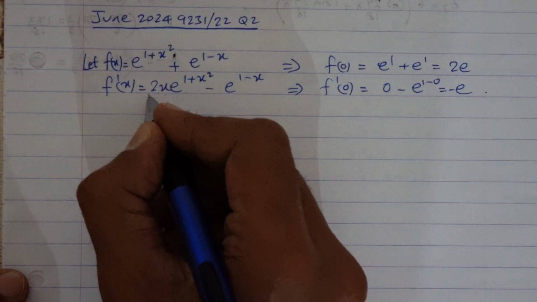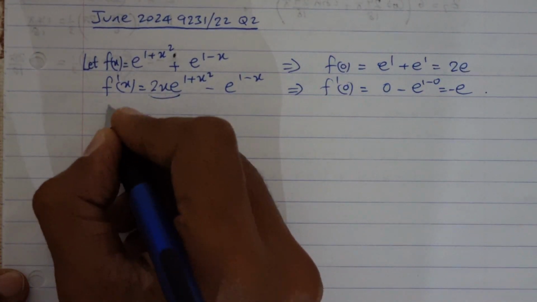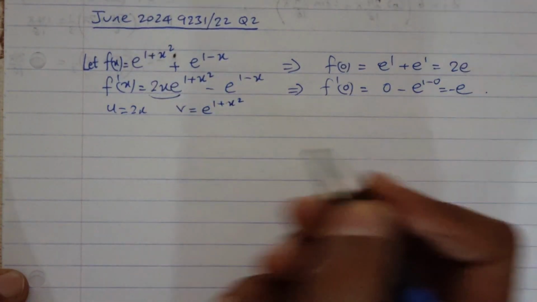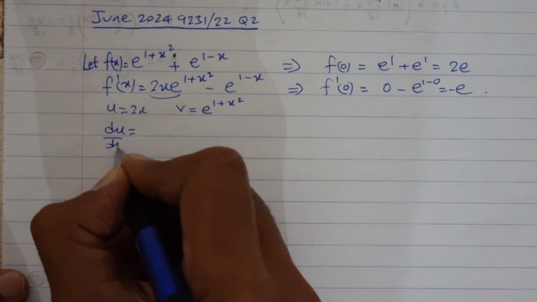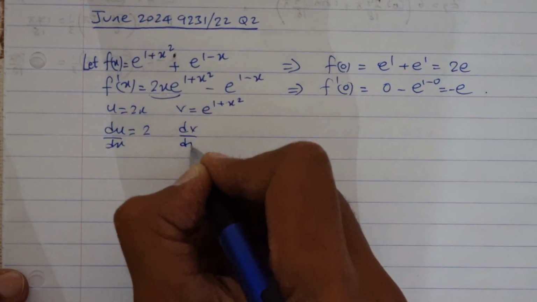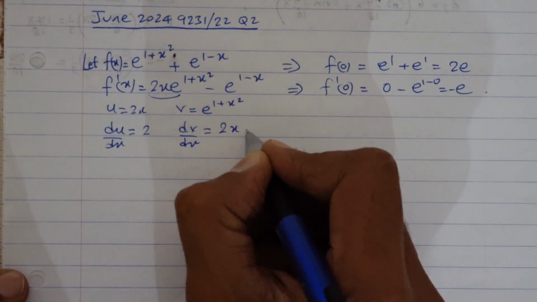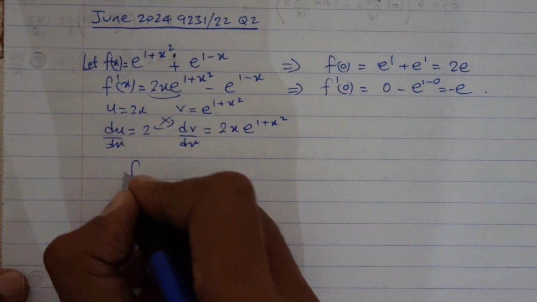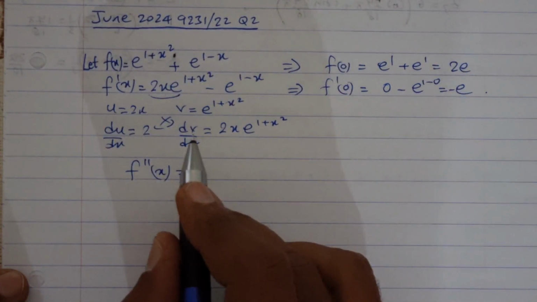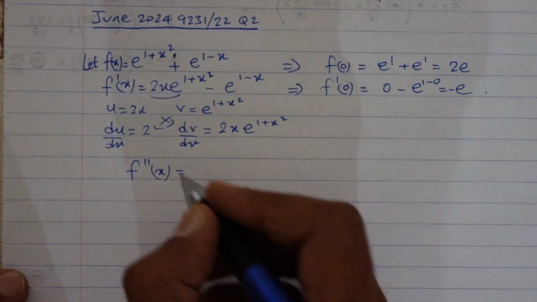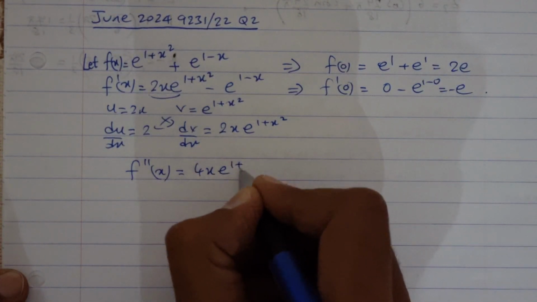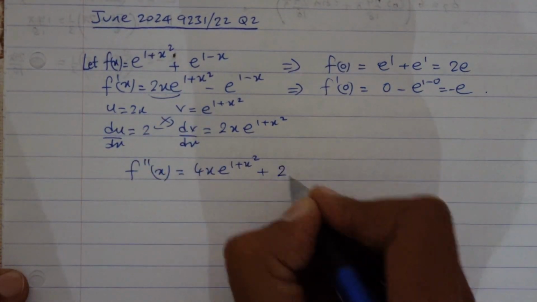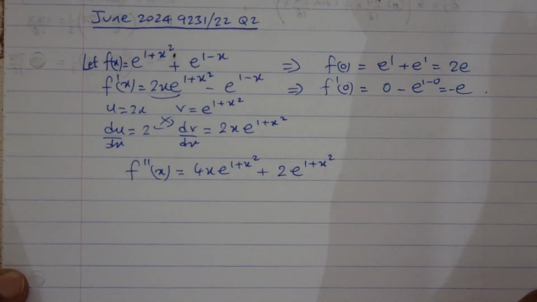So I'm going to be using the product rule for this one over here. This is going to be my u, which is 2x, and my v is going to be e to the 1 plus x squared. So du by dx is going to be equal to 2, and then dv by dx is going to be 2x e to the 1 plus x squared. Applying the product rule over here, we get f double prime of x equal to u dv by dx, so 2x times 2x is 4x squared times e to the 1 plus x squared, plus 2 times e to the 1 plus x squared.